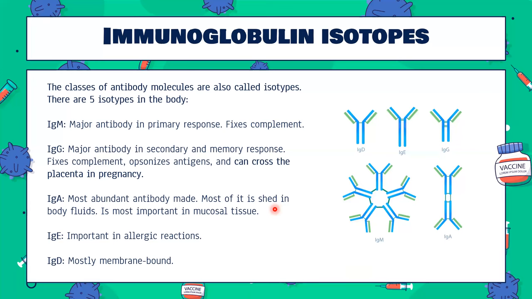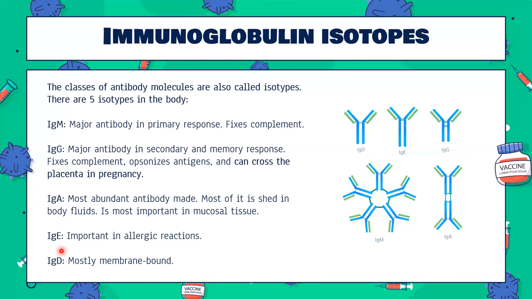IgA is the most abundant antibody made. So A, abundant. And you're going to find it in the mucous membranes and mucosal tissue and the linings of epithelium. And we don't typically see it much, or it doesn't pop up much, unless we have some sort of, let's say, offense to those natural barriers that we have, which are our first lines of defense.